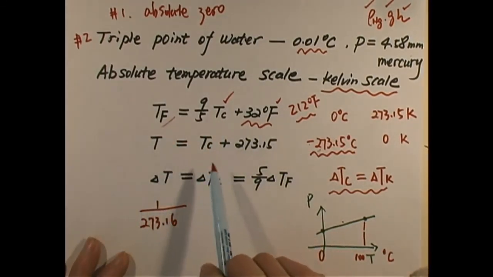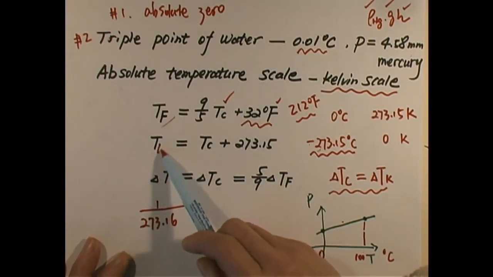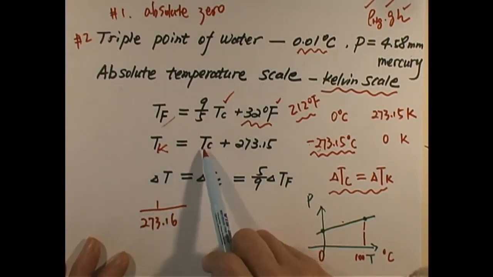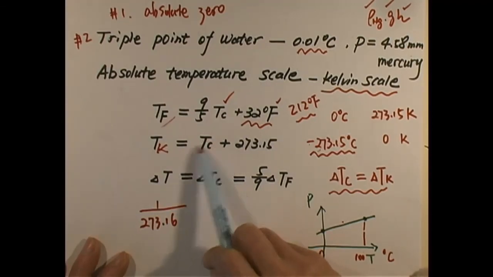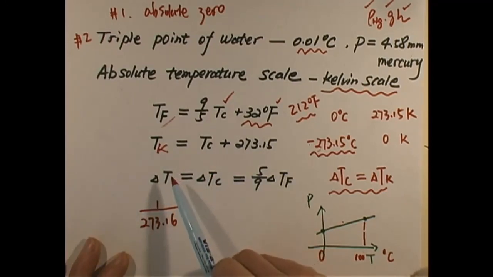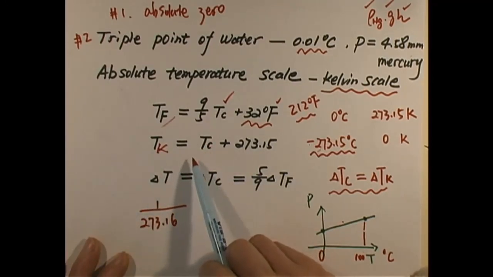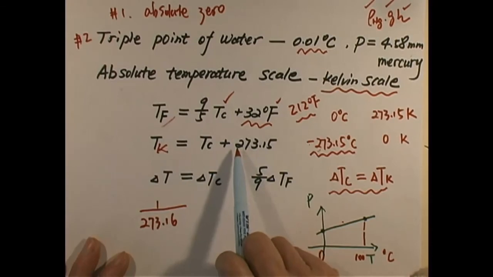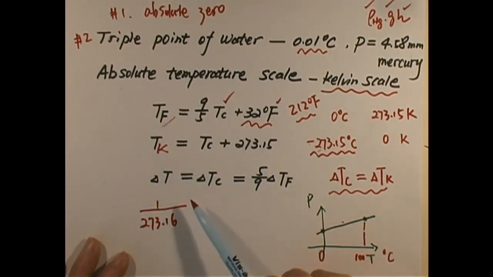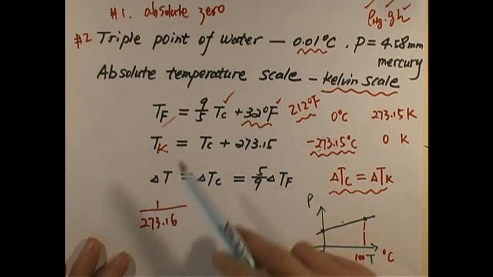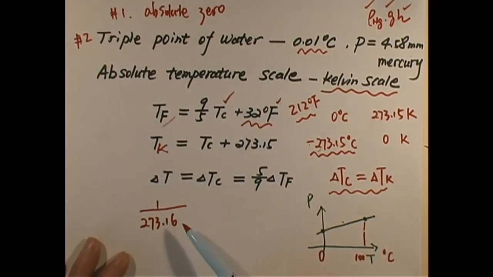The second equation is between the Kelvin and Celsius. It tells us that if you know the Celsius temperature, say 0, the Kelvin is 273.15. So if you say 20 degrees Celsius, then it will end up as 293.15 for the Kelvin. So that's the conversion between Celsius and Kelvin degrees. That is the absolute temperature scale.